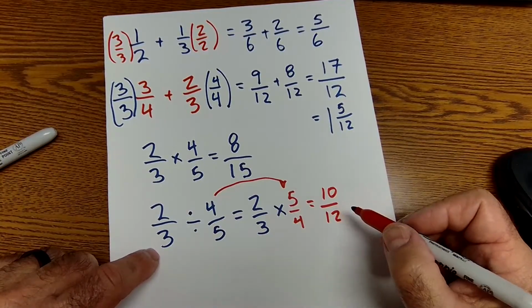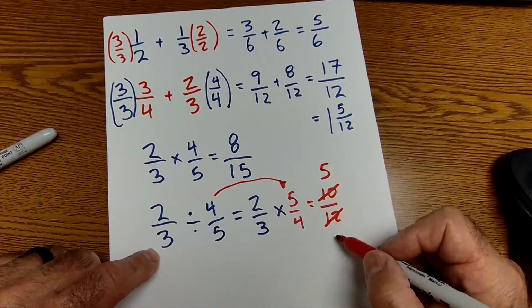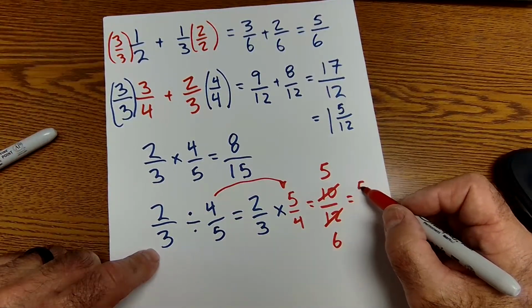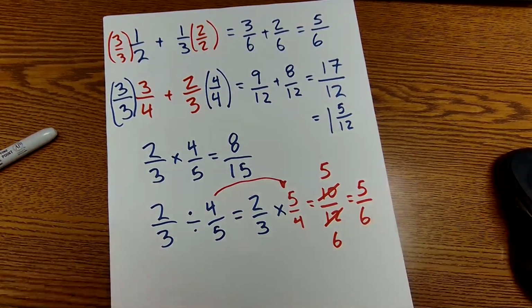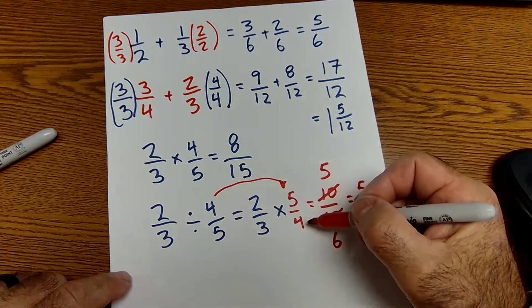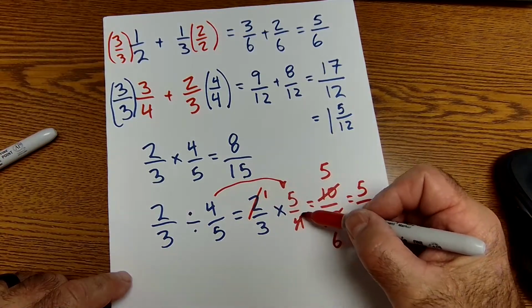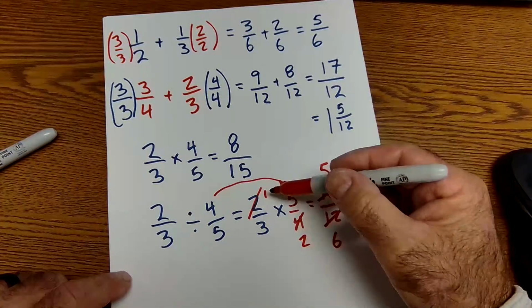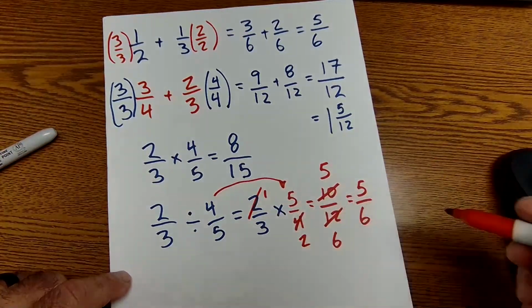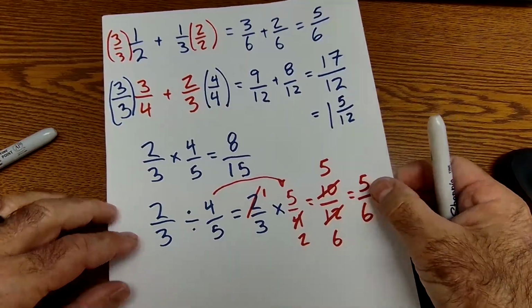Now I see if I can reduce it. 2 will go into here 5 times. 2 will go into here 6 times. So 10/12 is reduced to 5/6. I could have reduced earlier on before I multiplied. Any number that'll go into a top number and a bottom number. So I could have seen 2 could have gone into here once, into here twice. Then I multiply to get 5/6. Same answer, two different ways to do that problem.